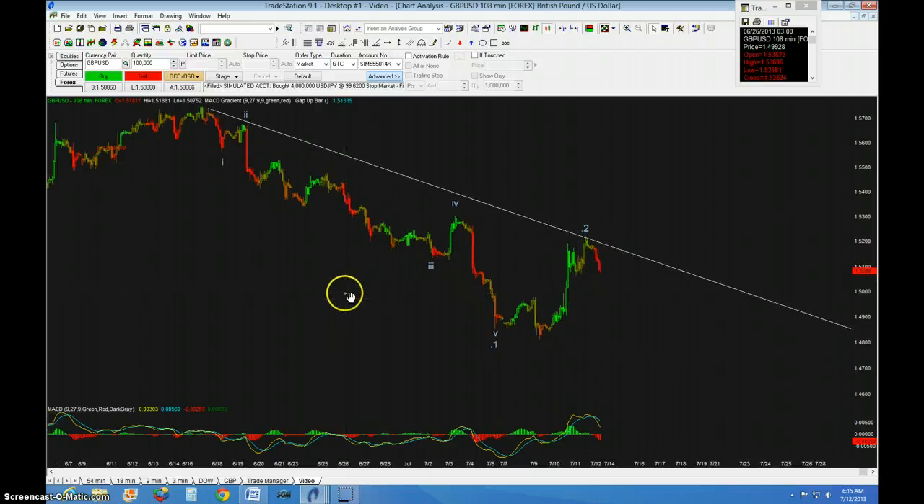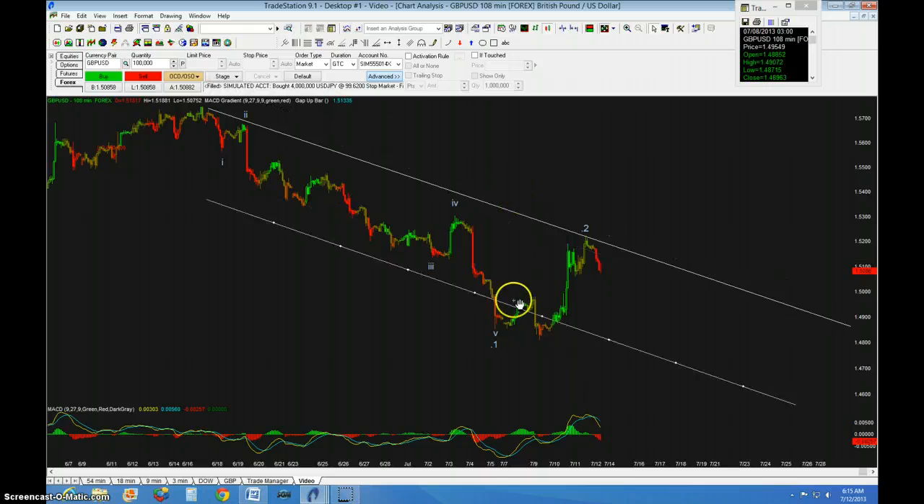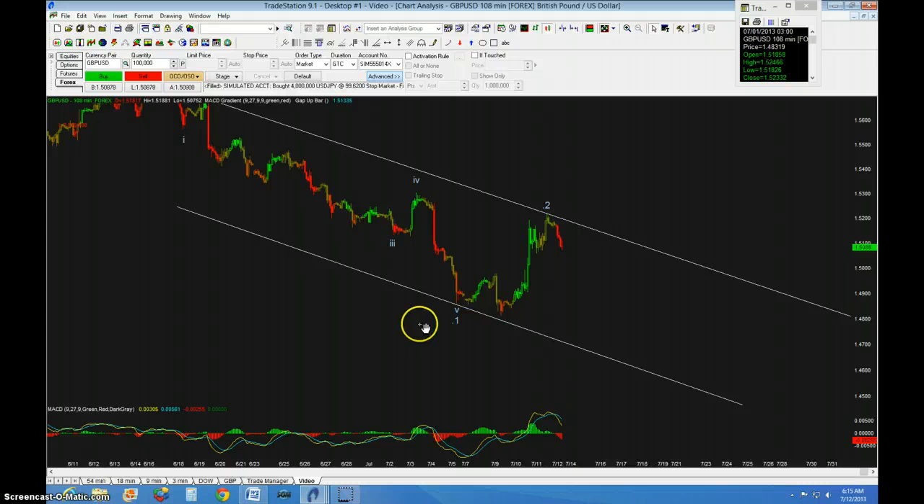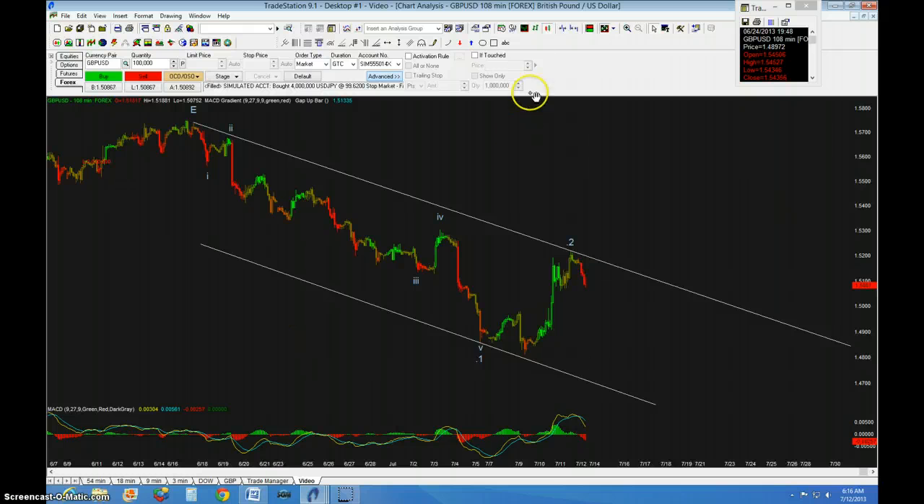trading wise, if this really is 1, 2, and I connect those termini and move the parallel down to the terminus of 1, confirmation would be a break of this lower trend line. So when price breaks out of that lower trend line with a full bar closing, and currently I'm on a 108-minute chart, when it breaks below that trend line, that should be confirmation that the third wave has begun, and you should see the movement become steeper in the short direction. The primary angles should start to become steeper.